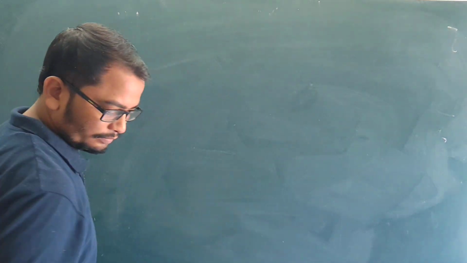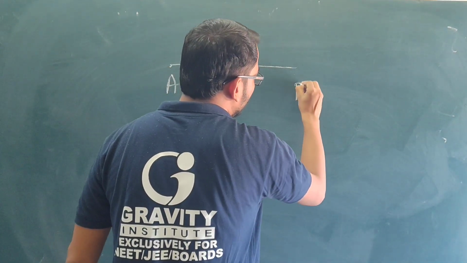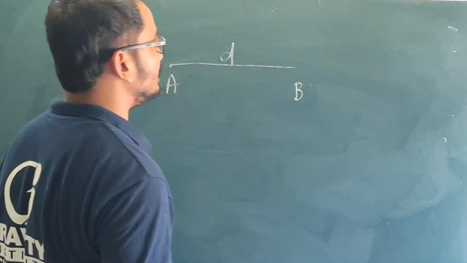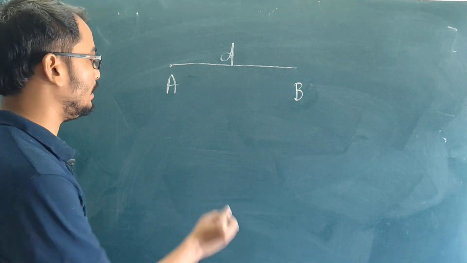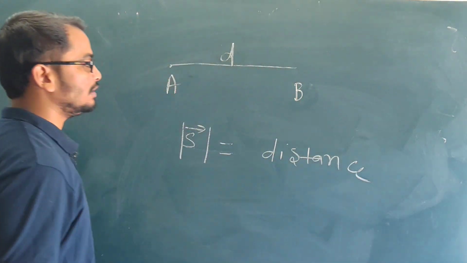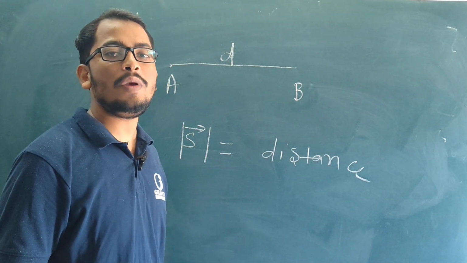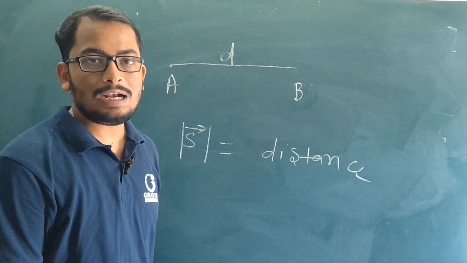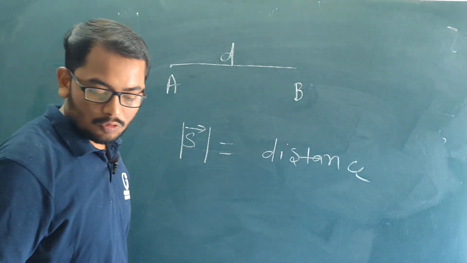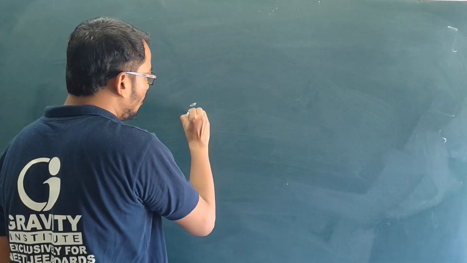Let's see an example. If my position is at A, and after some time I am moving in a straight line, my position is at B. Suppose this distance is D. So here the magnitude of displacement and distance will be the same. What does it mean? If the magnitude of displacement and distance are the same, then we say that the particle is moving in a straight line, because without a straight line it is not possible to have the same distance and displacement. Suppose that the particle is moving along a circle.